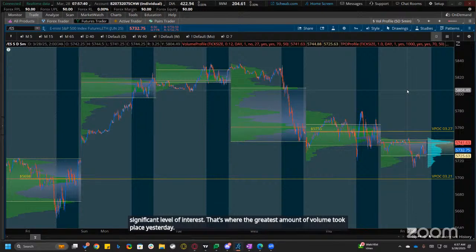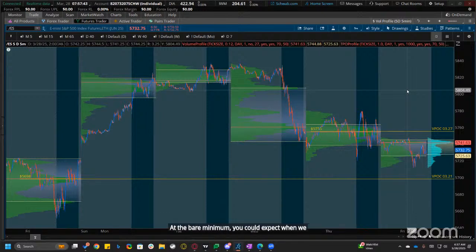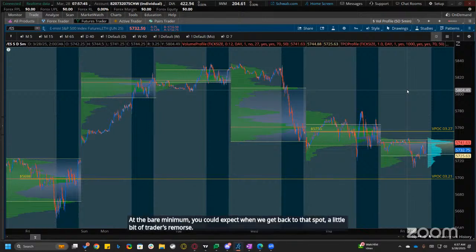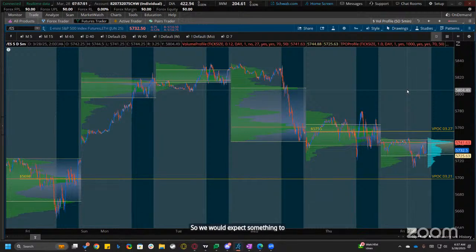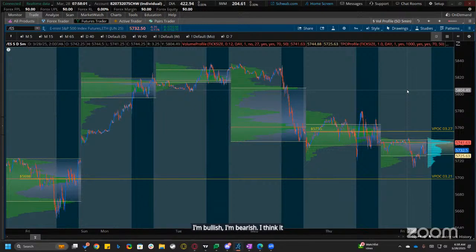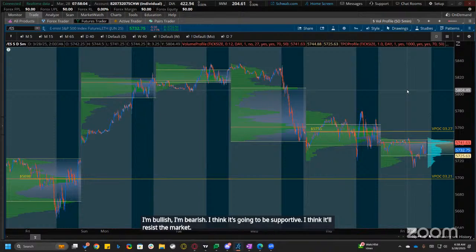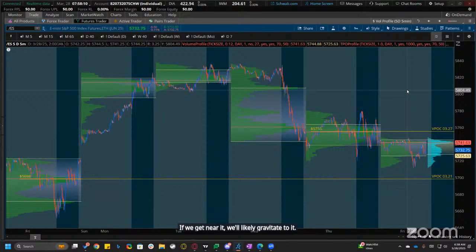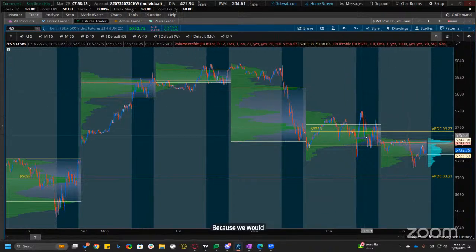At the bare minimum, you could expect when we get back to that spot, a little bit of trader's remorse. So we would expect something to happen there. I don't think that's an unrealistic assumption, and it doesn't add any bias to it that would say, I'm bullish, I'm bearish, I think it's going to be supportive, I think it'll resist the market. If we get near it, we'll likely gravitate to it. Getting beyond it, getting above it, through it, closing on the other side of it, that would be significant too, because we would then be on the other side of all of those traders.